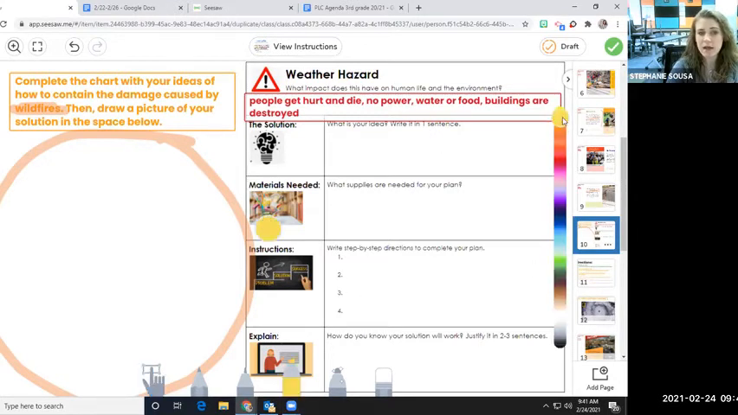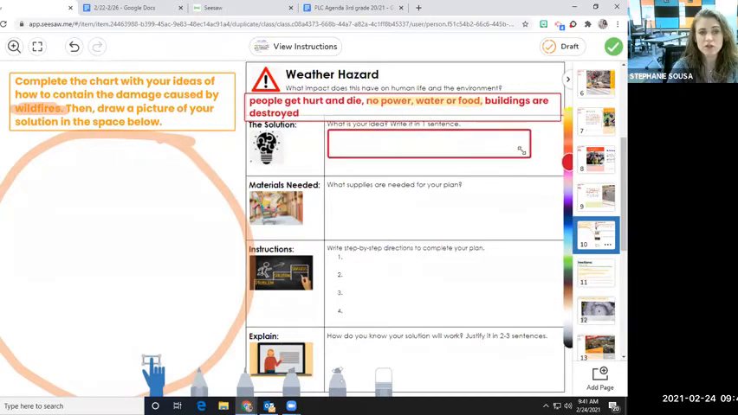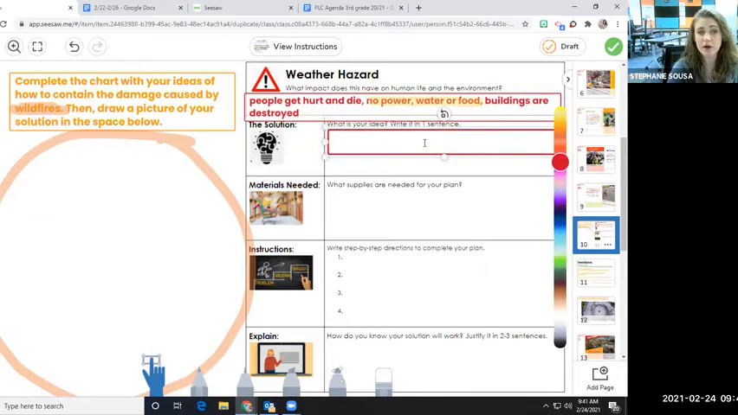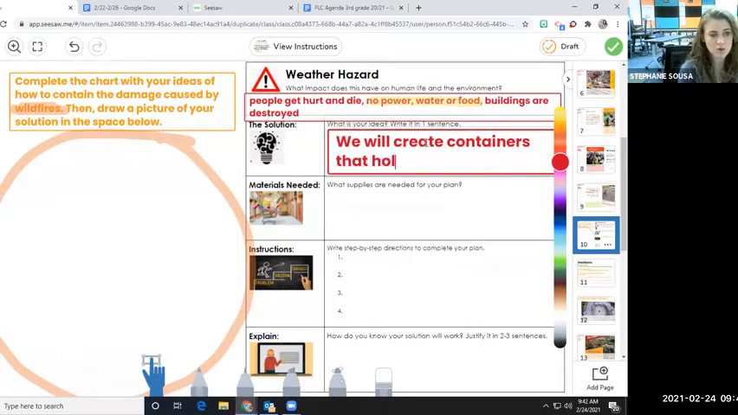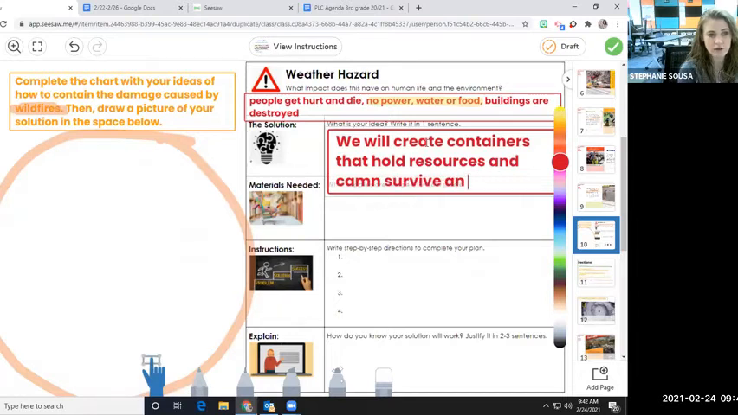The type of damage that I want to focus on is that there is no power, water, or food, okay? So how can we lessen this impact on humans, okay? So an idea that we're going to explore together is to create resource pods that are earthquake proof, okay? We will create containers that hold resources and can survive an earthquake.